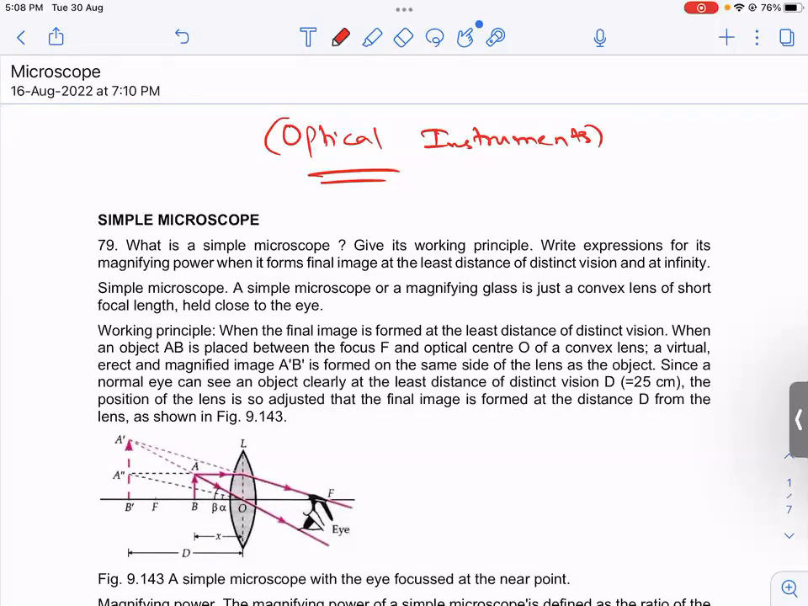Magnifying glass is also called a simple microscope. Why do we actually use it? Just to avoid the error.